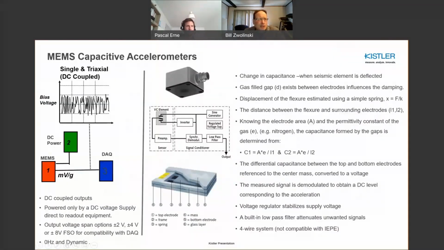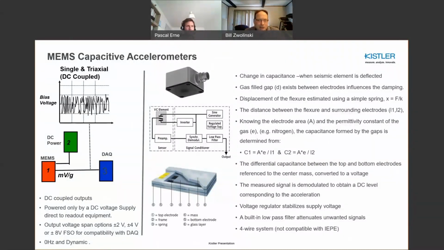There's also MEMS capacitive. MEMS is a micro electromechanical structure, and this structure is basically illustrated here in this model, where you have basically a spring mass on a cantilever beam that's suspended, and you have a top and bottom electrode, and how that spring mass moves between these two electrodes dictates the differential capacitance. That differential capacitance is directly proportional to acceleration.